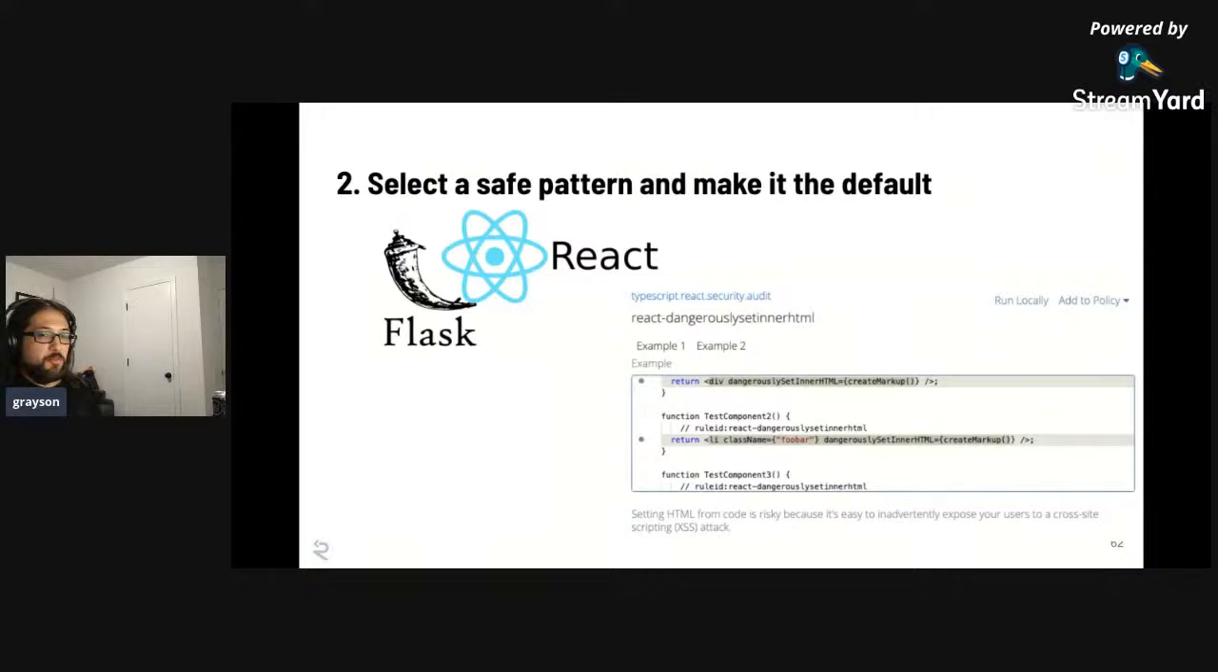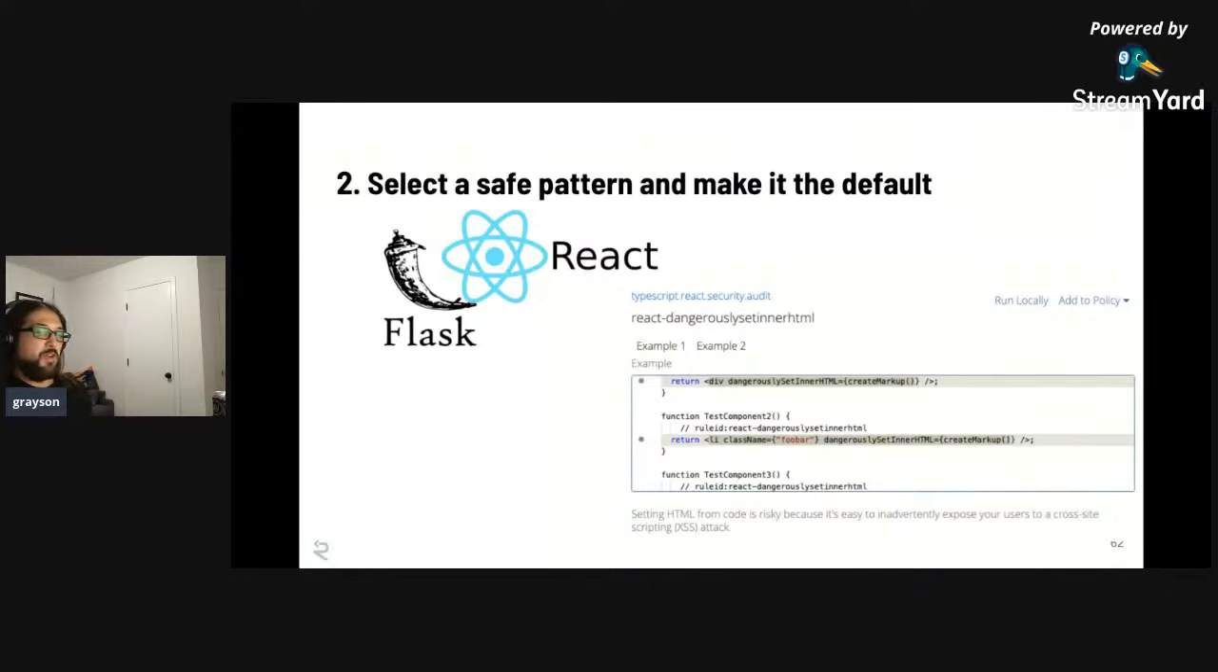And so I'm going to focus specifically on the web application. I'm not going to talk too much about the command line interface. So our web application is the front end is React and the back end is Flask. And so for step 2, selecting the safe pattern and making that the default, I mentioned way back in the beginning of the presentation that in React, the main thing you have to worry about is dangerously set inner HTML. And so we check for that.